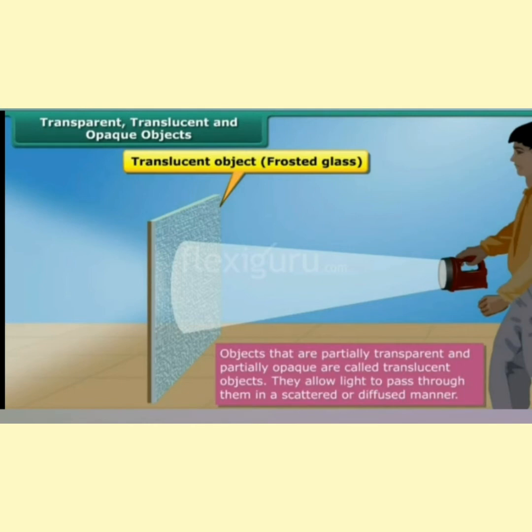Frosted glass, tracing paper, grease paper, these are examples of translucent objects.